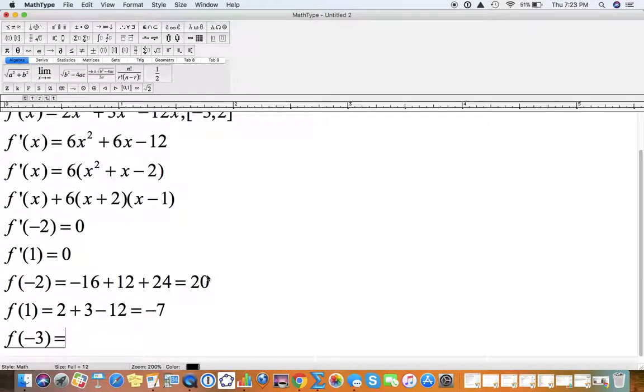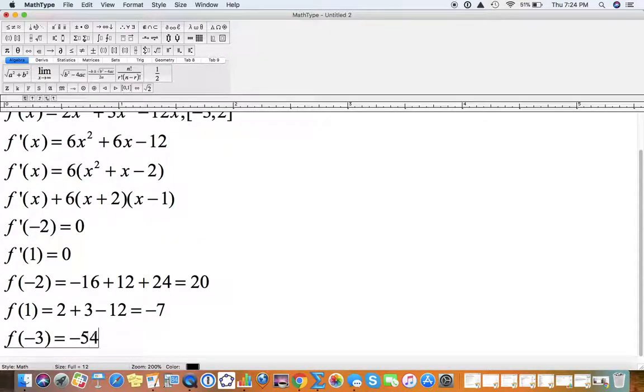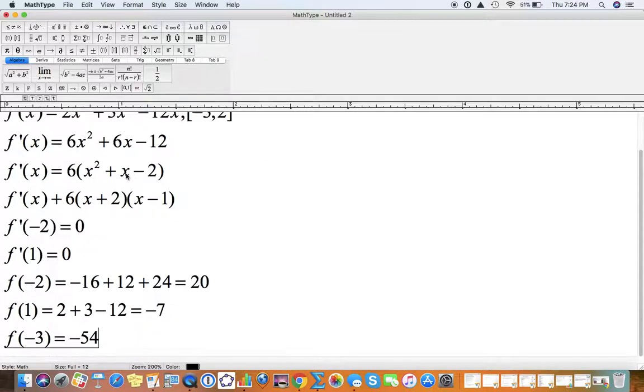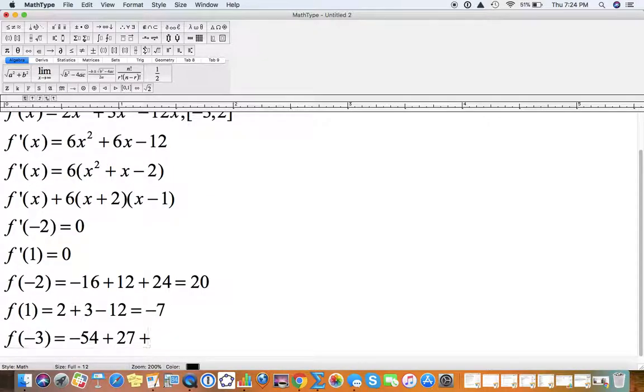So if I put -3 in here, -3 cubed is -27 times 2 is -54. -3 squared is 9 times 3 is 27. And -3 times -12 is positive 36. So this is -27 plus 36, or 9. So you can see this is still a larger maximum, so we would call this still the absolute maximum.